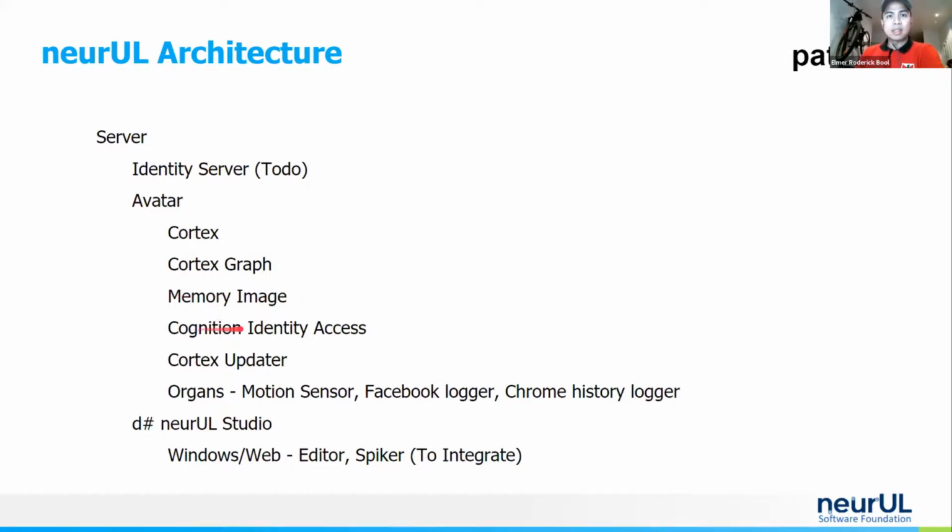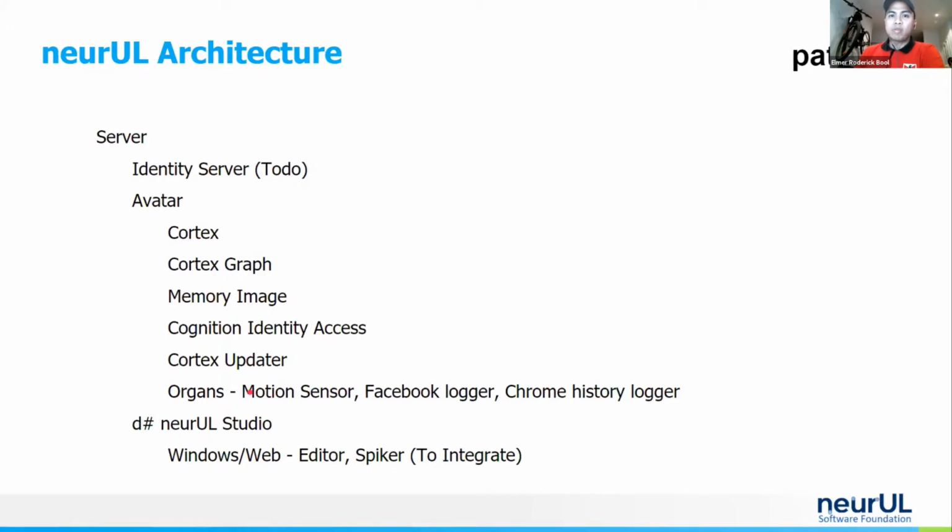Cognition identity access is the part of your brain which decides the access rights or the capabilities which are available to the user logging into your avatar. So you can say who has read or write access. You can say your friends are able to read your brain whenever they want to, and so on. So that's cognition identity access. Cortex updater is just responsible for updating your cortex. Of course we'll be having different versions of the cortex, so the cortex updater will be responsible for updating the structure for you. Then you have the organs.